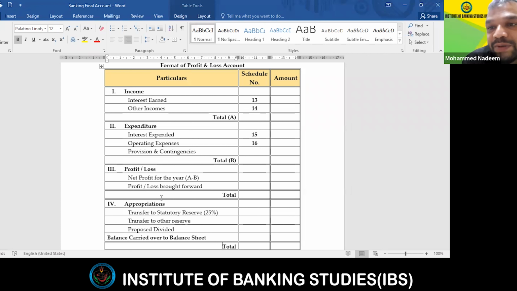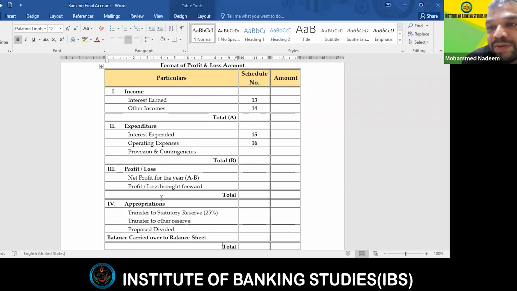A minus B, you will get the profit, and the profit brought forward from last year, total it. Appropriation: every banker must transfer 25% of its profit to the statutory reserve. It is a must, from the current year's profit. If you are maintaining any other reserve, show it there. Any dividend you have to pay to equity shareholders, show that. The difference will be carried over to the balance sheet. This is your profit and loss account.